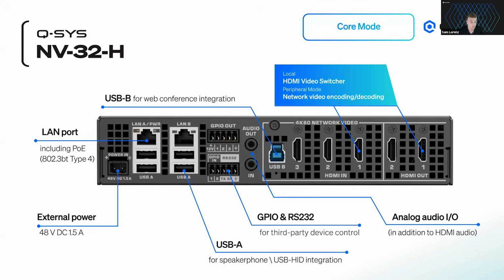You're also able to route that USB. So if you had two rack PCs and one set of keyboard and mouse, you could flip back and forth as far as which one you want to control. You do have two LAN ports here. LAN A is your main LAN port. That's anything Q-SYS related, QLAN audio, and also Dante audio.